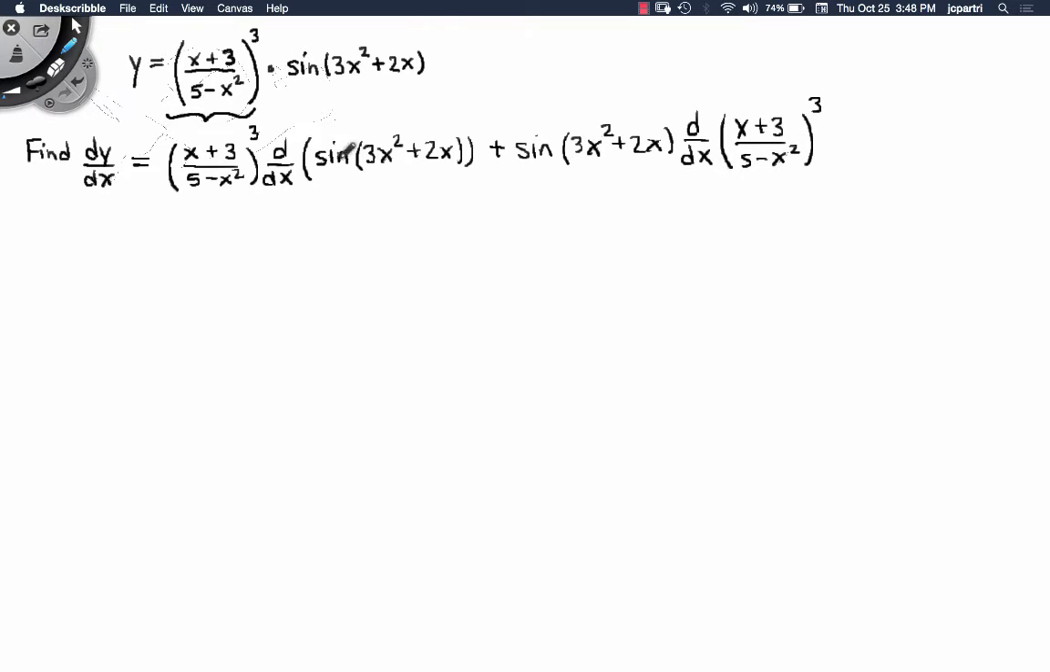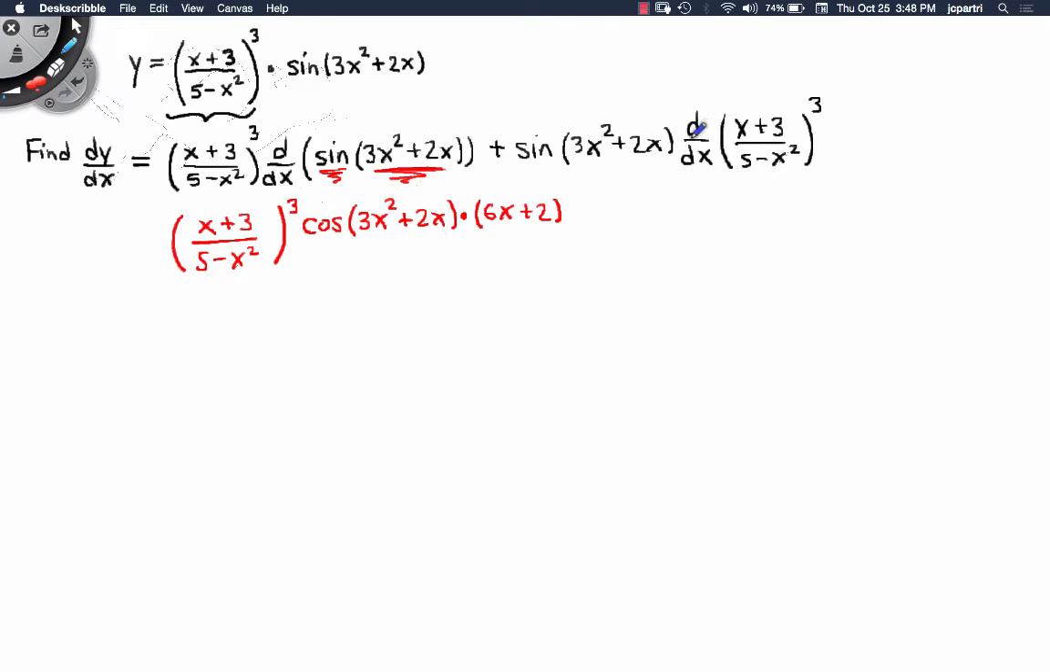Now in order to differentiate this, we have to know the outer function and the inner function. So the outer function is sine. The derivative of sine is cosine. So this will be the cosine of the inner function times the derivative of the inner function. So that's this piece right here. All times x plus 3 over 5 minus x squared, cubed.